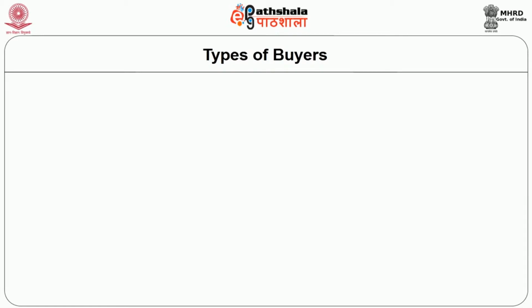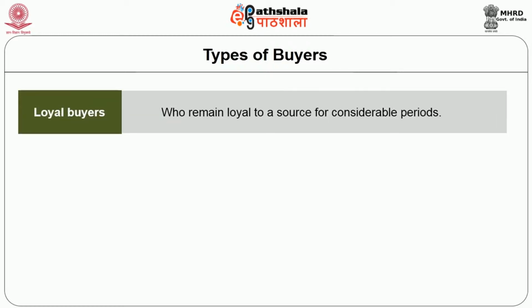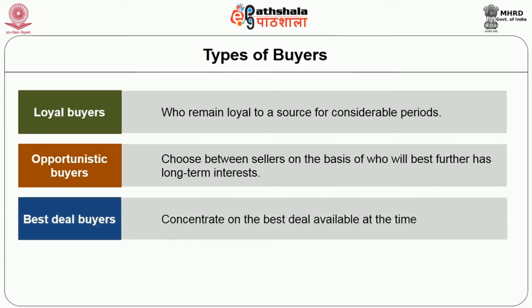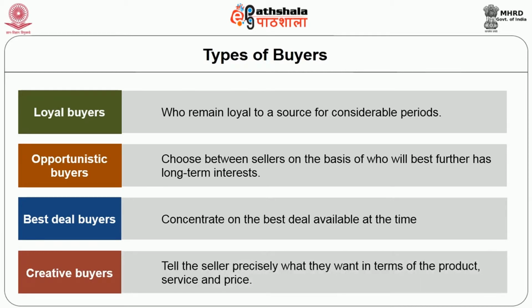The issue of the buyer's style and its implications for marketing strategy has been the subject of research in the United States by Dickinson, who identified 7 types of buyers. Loyal buyers, who remain loyal to a source for considerable periods. Opportunistic buyers, who choose between sellers on the basis of who will best further their long-term interest. Best deal buyers, who concentrate on the best deal available at that time. Creative buyers, who tell the seller precisely what they want in terms of the product, service, and price.